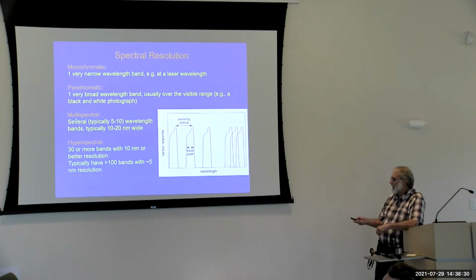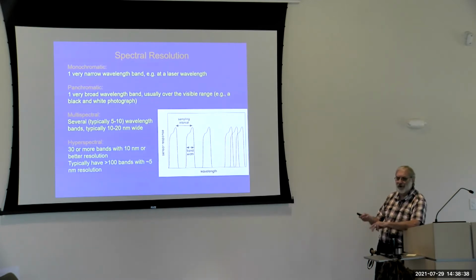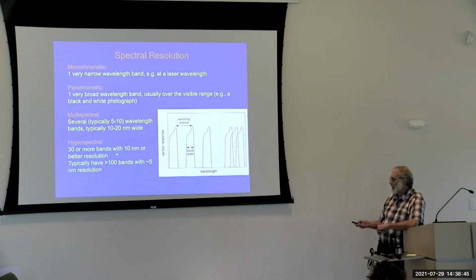And then multispectral, typically you have 5 or 10 wavelengths in the visible, and typically like 10 or 20 nanometers wide. So that's SeaWiFS, MODIS, VIIRS, those kinds of things. And then hyperspectral, you'll have 30 or more bands with better than 10 nanometer resolution. Typically, a hyperspectral sensor will have 100 or so bands and maybe 4 or 5 nanometers resolution. So you'll see those terms around.